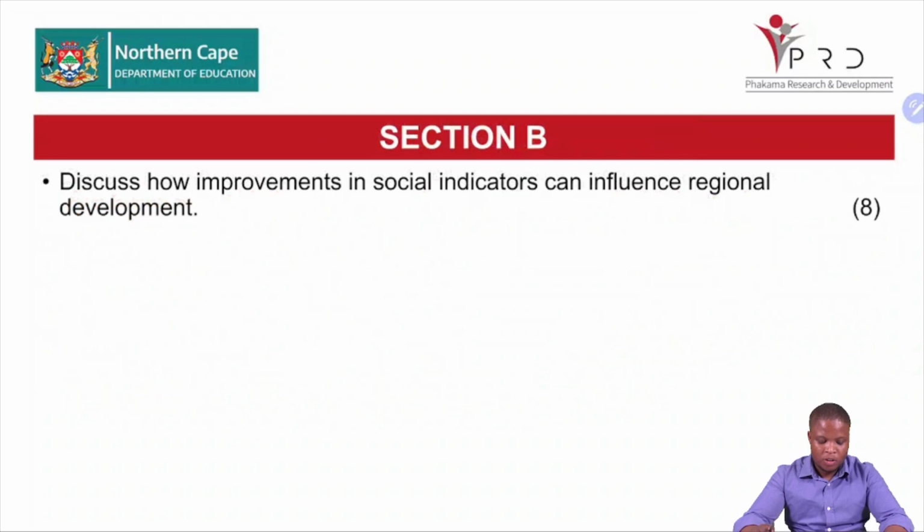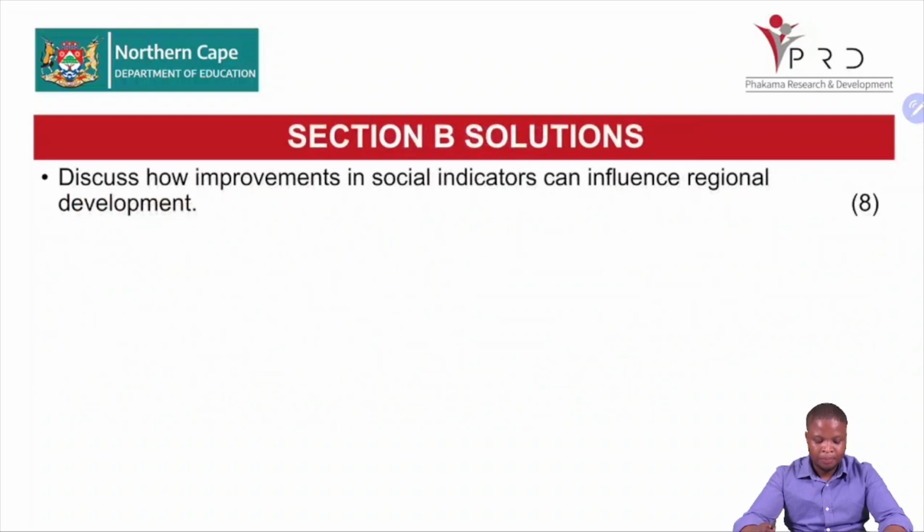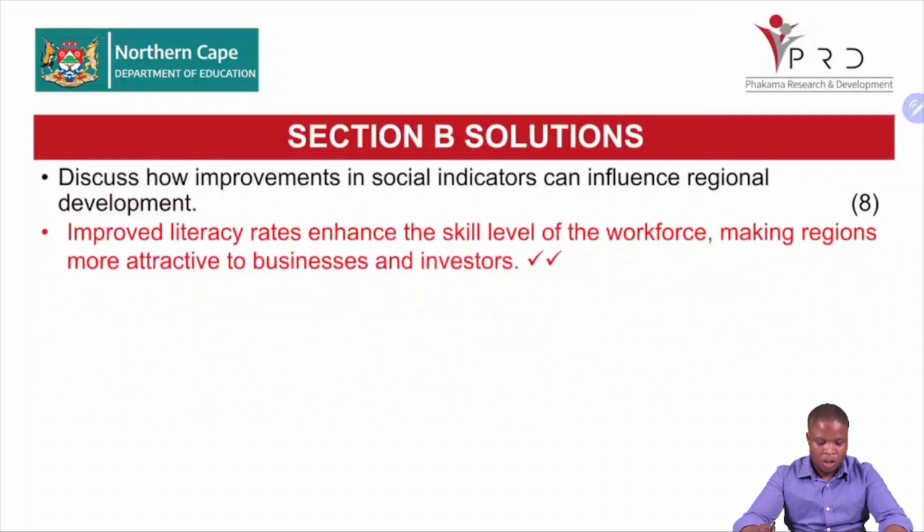Right, grade 12, let's look at our marking guideline. So we're discussing how improvement in social indicators can influence regional development. Right, the first one, improved literacy rates enhance the skills level of workforce, making regions more attractive to business and investors.